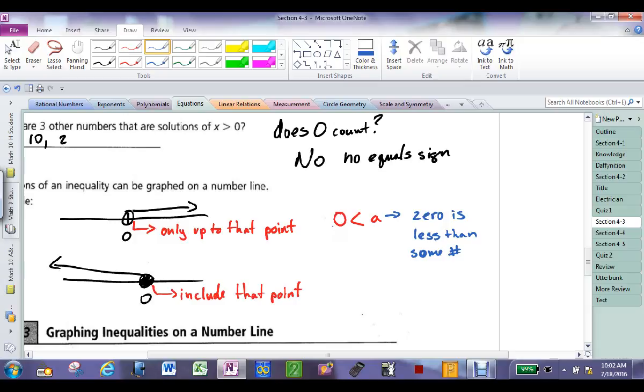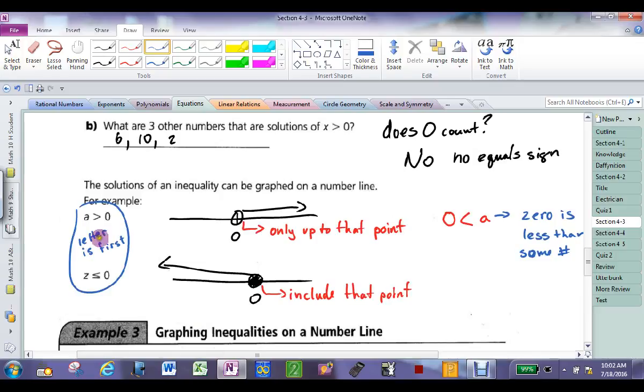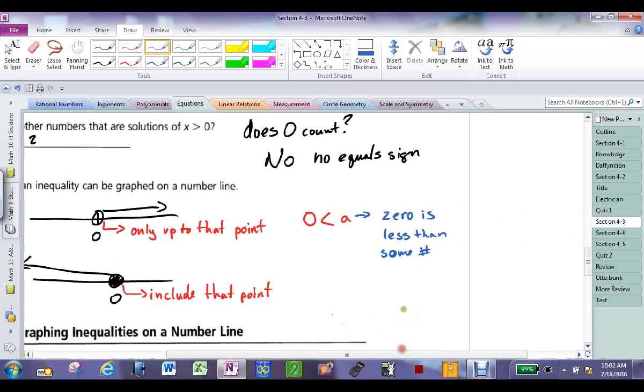Now I'm going to tell you the shortcut, now that I've explained why it works. If the letter is first, your graph follows the symbol. If the number is first, your graph reverses the symbol. Does everybody see why? This means some number greater than 0. This means 0 is less than all the numbers you're allowed to have. Do you understand?